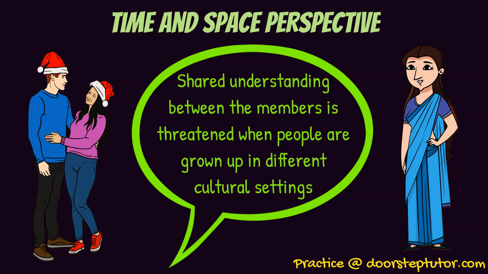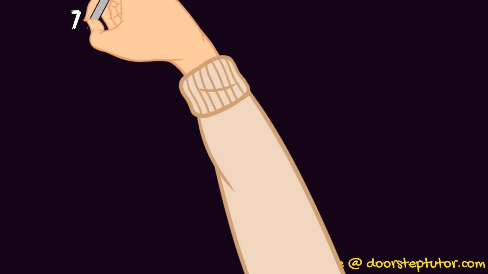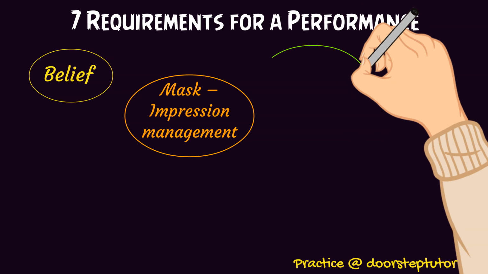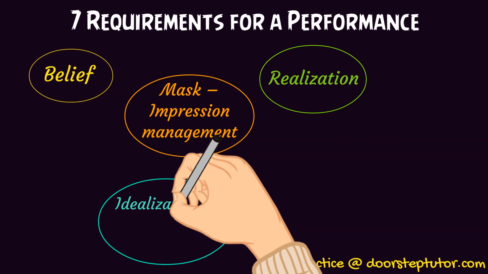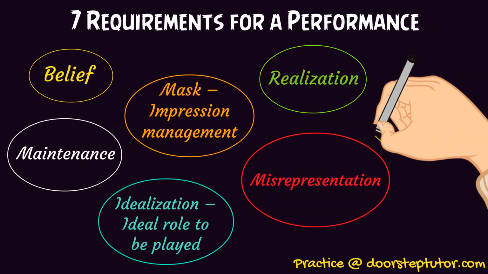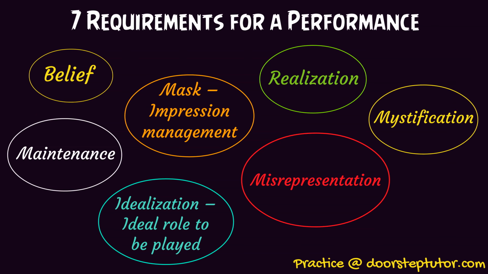Now, the last concept that we are going to discuss with dramaturgy is the seven requirements for a performance. We have already discussed all of this. These are just the terms that you have to remember for the exams. First is belief. You have to make them believe that you are acting your role. Second is mask, making impression management, realization, idealization, maintenance, and misrepresentation, which is again a form of impression management, and we do this with the help of sign vehicles. And mystification, keeping secrets, which we just studied: we do this when we try to hide something and we use props in order to make others believe. Let us discuss some questions now.